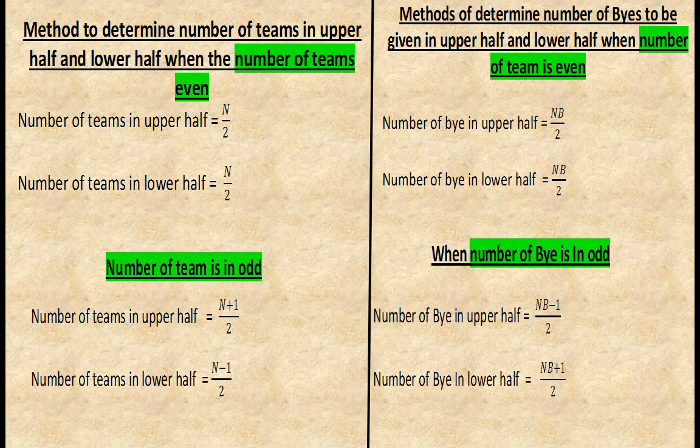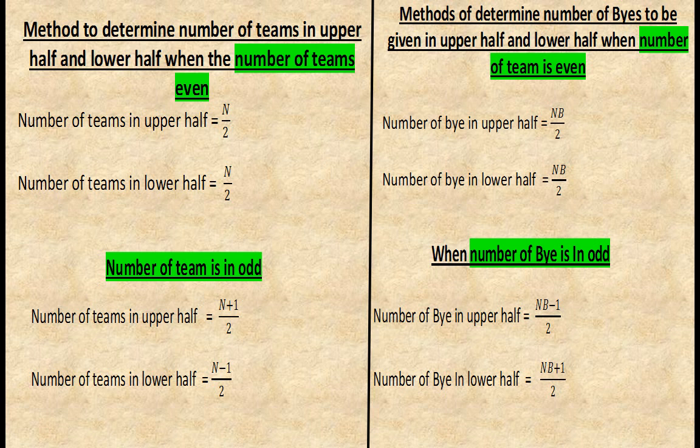Now, methods of determining the number of byes to be given in the upper half and lower half. Number of byes in upper half is number of byes upon 2. Number of byes in lower half is number of byes upon 2. When the number of byes is odd, then the formula is: number of byes in upper half is equal to number of byes minus 1 by 2. Number of byes in lower half is number of byes plus 1 by 2.